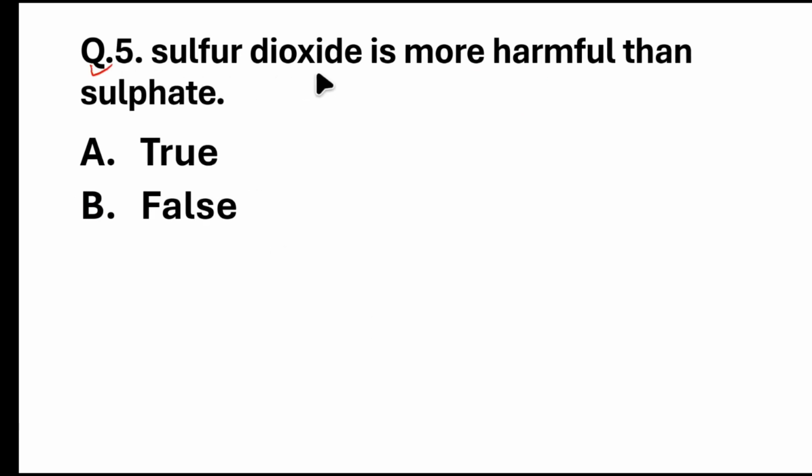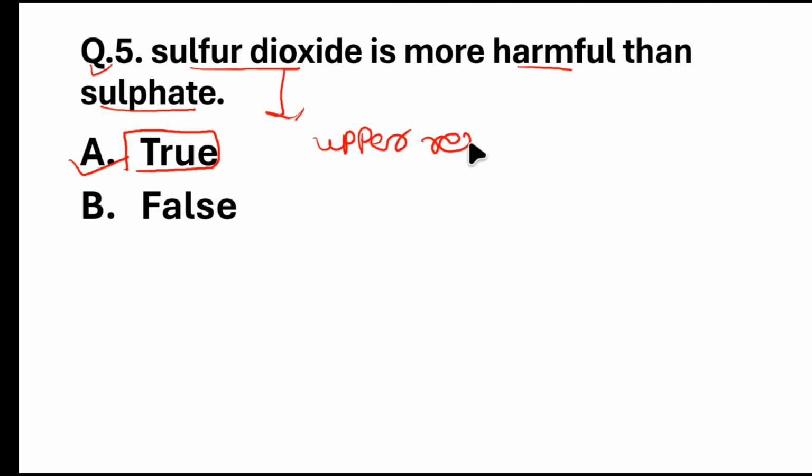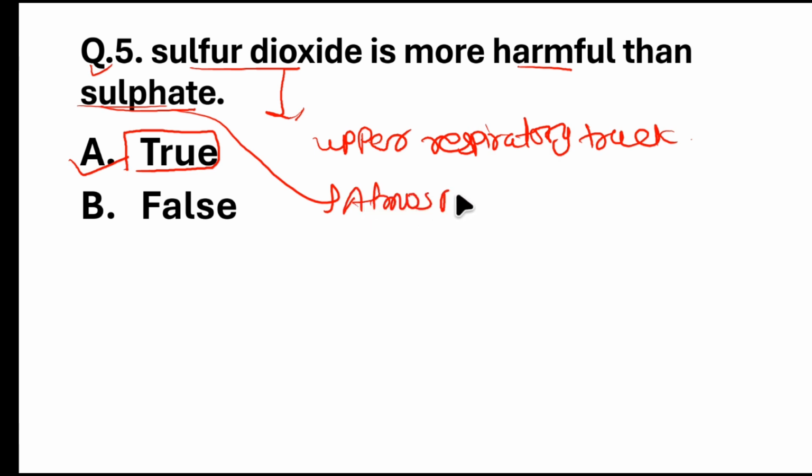Question number 5. Sulfur dioxide is more harmful than sulfate. Answer is false. Sulfur dioxide is absorbed by the upper respiratory tract and is not as much of a threat as its aerosol counterparts. Sulfates, even sulfuric acid, form in the atmosphere and may reach the lungs where they can have chronic health effects.